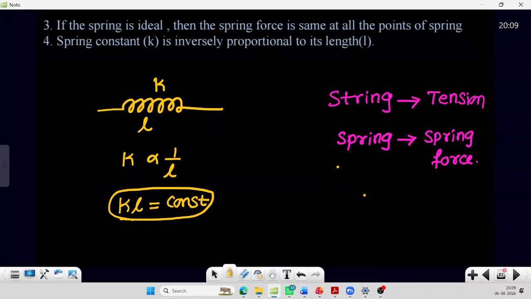Right. So we have seen about the spring constant. For the spring, every spring will have one stiffness constant. That is called a spring constant, denoted as K. Length of the spring is L. K into L remains constant. Here, spring constant is inversely proportional to length of the spring.